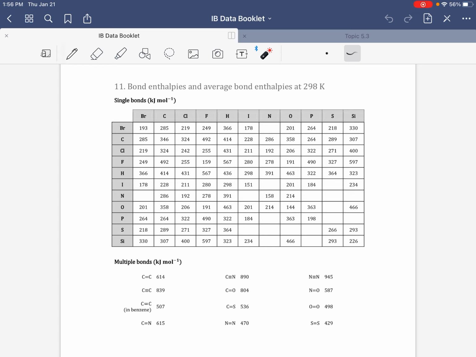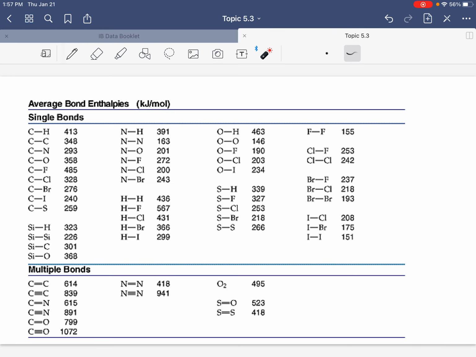If you look at this, it's pretty simple to read. Let's say you are looking at this bond right here, Br2. How much energy do you need to break this, on average? Notice I said average here. It's very important that you mention the word average. It is 193 kilojoules. So it takes 193 kilojoules to break this, and you will get 193 kilojoules when you make this. Average is the key word. Why is that the key word?